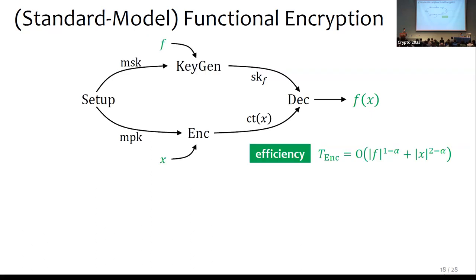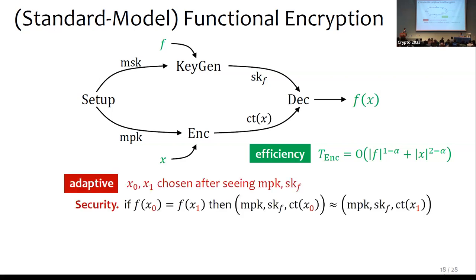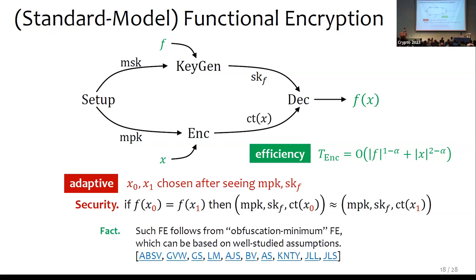There are some efficiency requirements for the functional encryption. It has to be sublinear. The encryption algorithm has to run in time sublinear in the function size and subquadratic in the input size. And then for security, we require the standard indistinguishability-based security. So ciphertexts for two possible inputs are indistinguishable given a public key and a functional key if the function evaluation results are the same. And it turns out such an FE follows from the so-called obfuscation-minimum FE, which are those that suffice for the existing transformations to IO in the literature, and they can be based on well-studied assumptions.